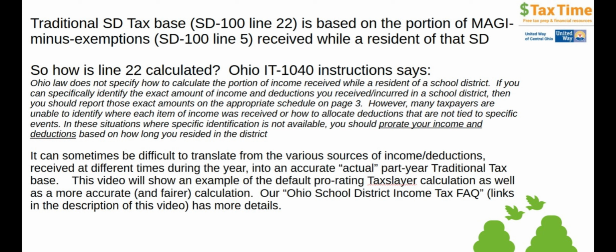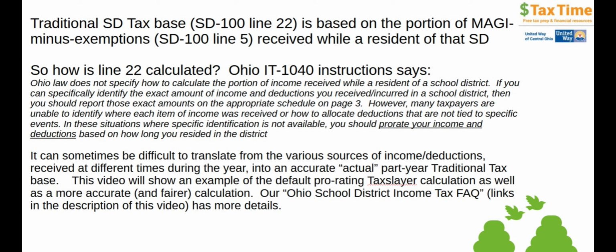Line 22 of the SD100 is the traditional school district tax base, and that's based on the portion of the MAGI minus exemptions received while that taxpayer is a resident of that school district. The Ohio IT 1040 instructions provide some guidance on making that calculation. First of all, they specify that Ohio law does not specify exactly how it's calculated. If you can definitely pinpoint the amount of income received during the time that the resident lived in that school district, you should do so. It may not be possible, in which case you should prorate your income and deductions based on how long you resided in that district.